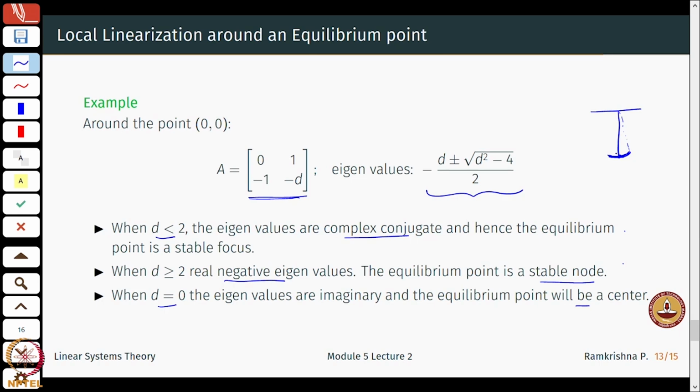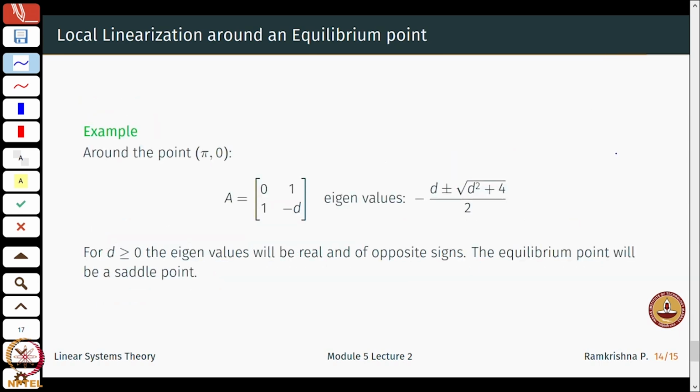Now, something interesting happens when I look at the linearization around the point (pi, 0), in which case my A matrix takes this form and the eigenvalues are like this. So, for d greater than or equal to 0, the eigenvalues will be real and of opposite signs, and the equilibrium point will be a saddle point. I can quickly compute for the matrix [0, 1; 1, 0], with d equal to 0, the eigenvalues would be plus and minus 1.